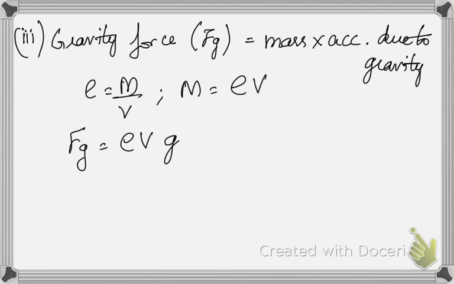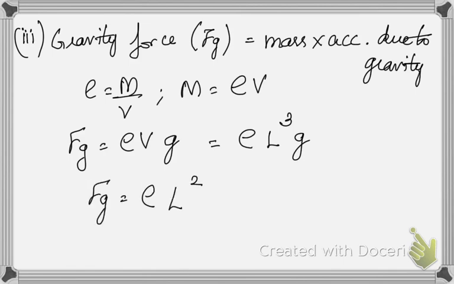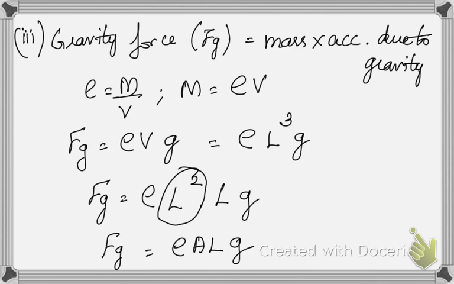And we know what volume is. Volume is nothing but length into breadth into height, or in simple terms L cubed. Instead of volume I am writing L into L into L, which becomes L cubed g. I am going to subdivide this L cubed, so Fg is nothing but rho into L squared into L into g. What is L squared? L squared is nothing but area. So Fg is equal to rho into A into L into g. This is called our gravity force.